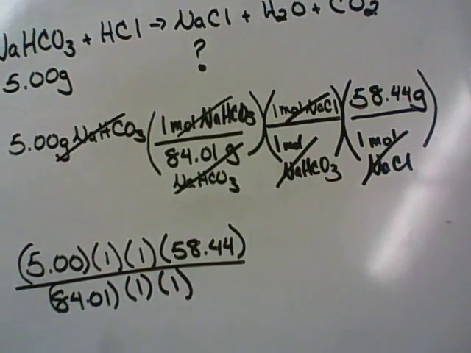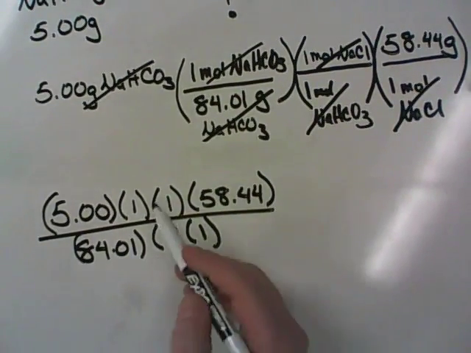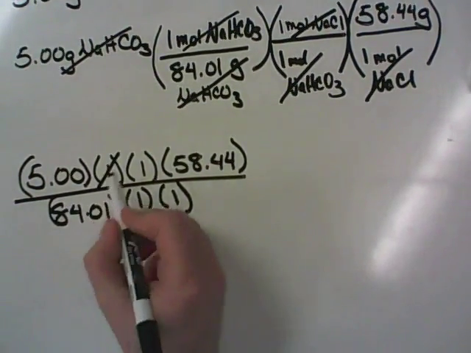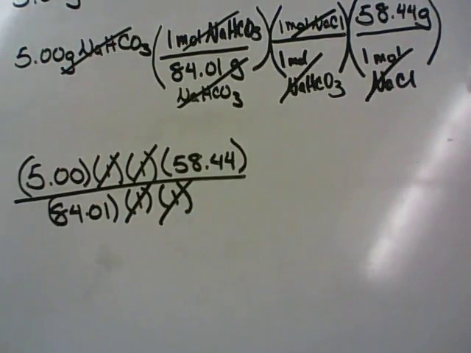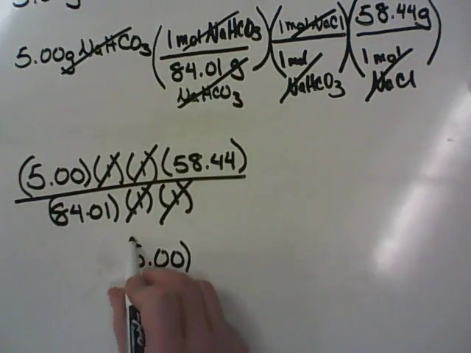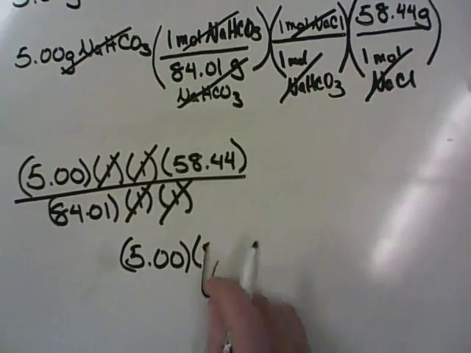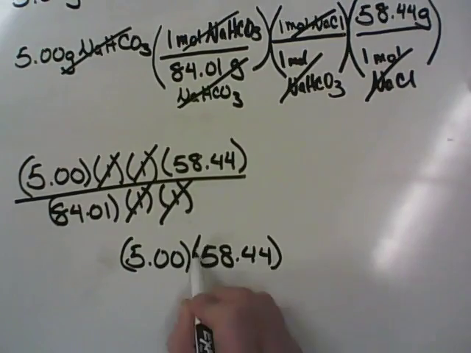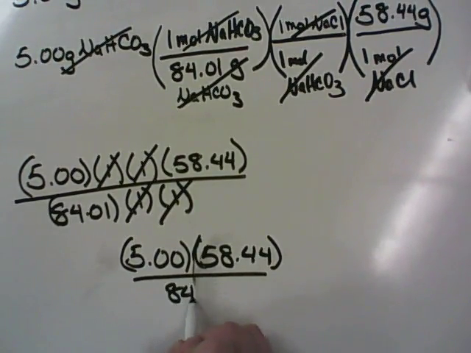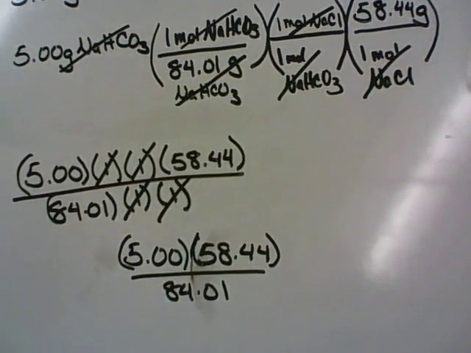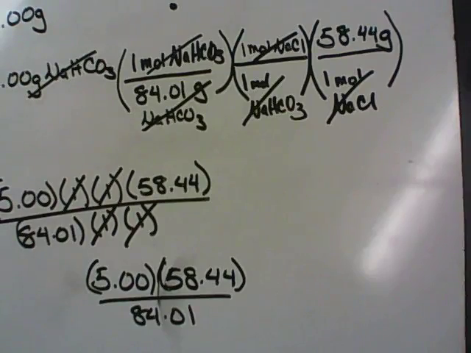Now, as you can imagine, all of these ones cancel each other out, or you can just ignore them when you plug into your calculator. So, cancel, cancel, cancel, cancel, and I'm going to reduce this fraction down to 5.00 times 58.44 divided by 84.01. And that will tell me how many grams of sodium chloride I would expect to get.